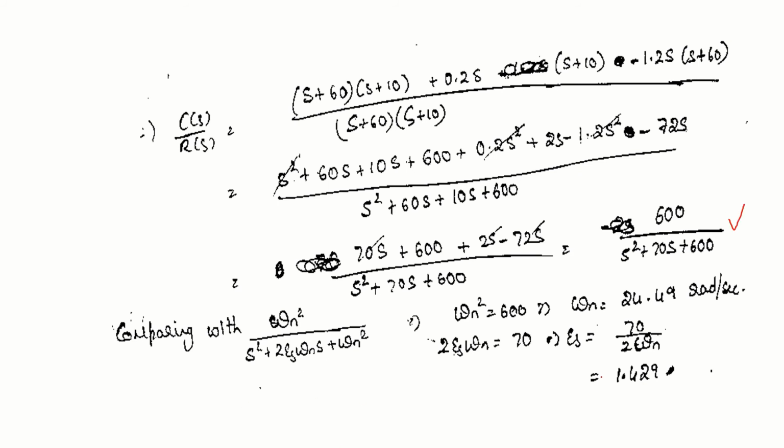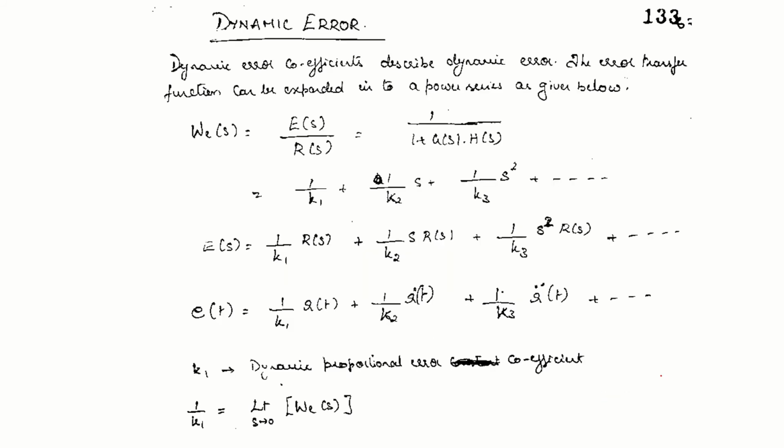Then you can compare, and we can find out the omega n value as well as the zeta value. That's fine. So carefully analyze the problems and solve them.